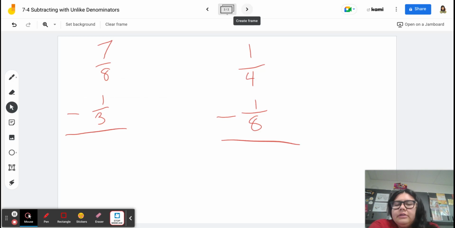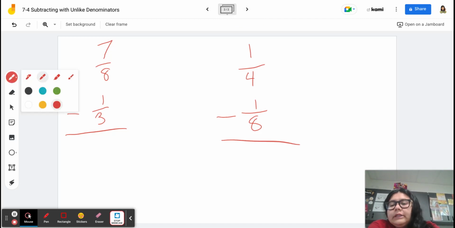It says 7/8 minus 1/3. Already I'm noticing something about this problem. It has unlike denominators. So when we are subtracting these, I need to be thinking about how I can get these to be the same. An easy way of doing that is just multiplying by our other denominator. The reason for that being, I know that if I do 8 times 3, that will be the same thing as 3 times 8. I can flip those factors around and it will equal the same thing.